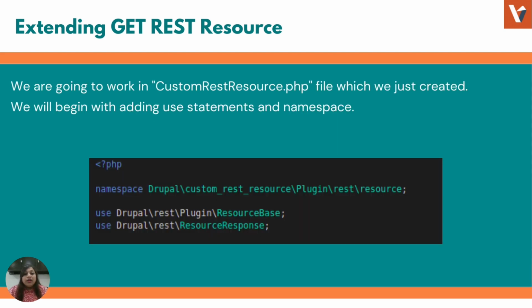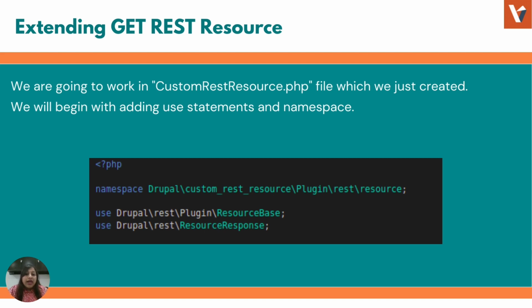In this file, what I will do first is add a namespace, where custom REST resource indicates my module name. It is very important to keep it matching in case. We have to match the module name here with the namespace. Then there will be use statements. I have used ResourceBase and ResourceResponse. My class will be extending ResourceBase and I will be getting a response via ResourceResponse.